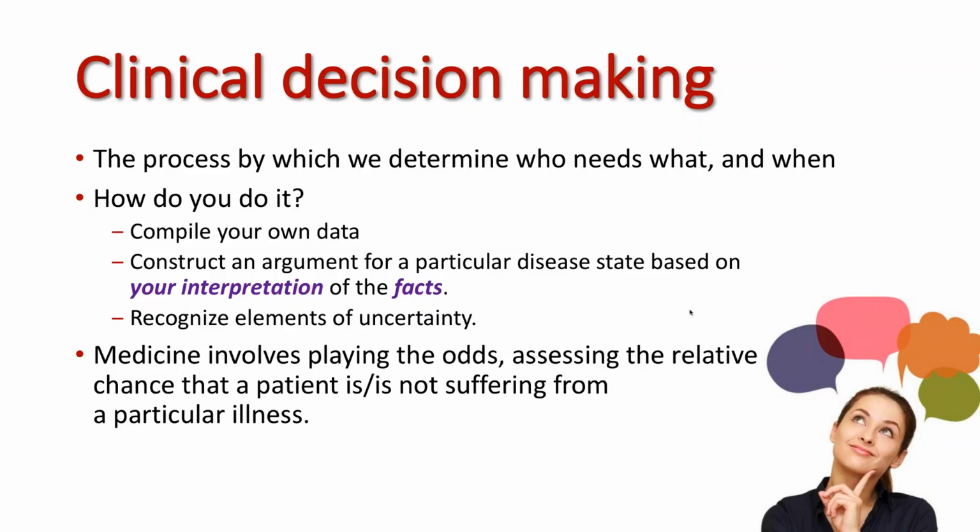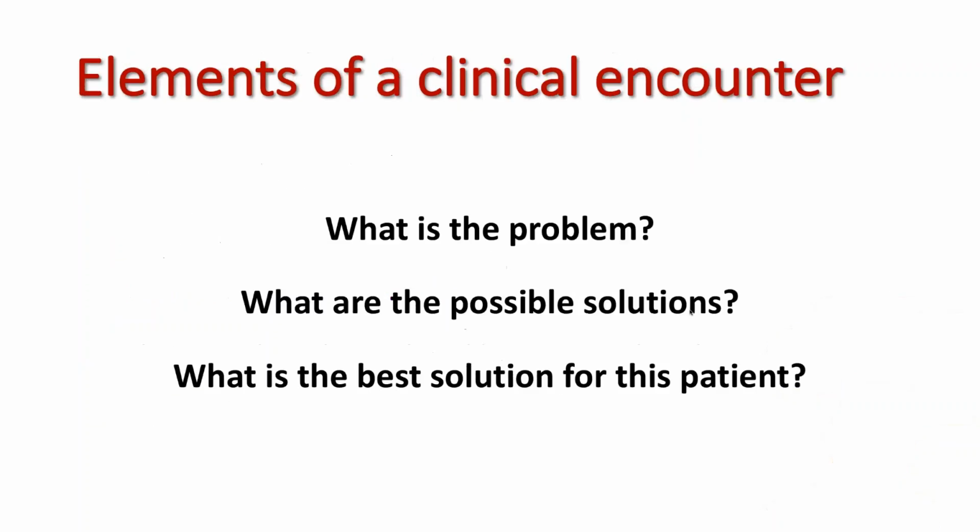You count the cards and you make a judgment of what is most likely to happen. So you basically assess the relative chance that a patient is or is not suffering from a particular illness. Nothing is completely ruled out or completely ruled in, it is just a matter of odds. The odds might be 99.9% or the odds may be 2%, but the odds being 2% doesn't mean that they are zero. So what are the elements of a clinical encounter when we talk to a patient?